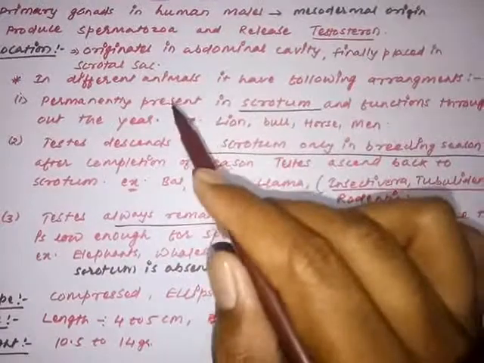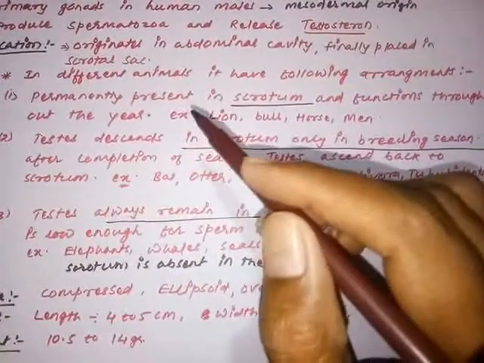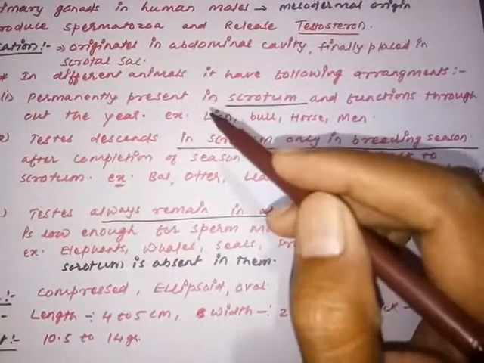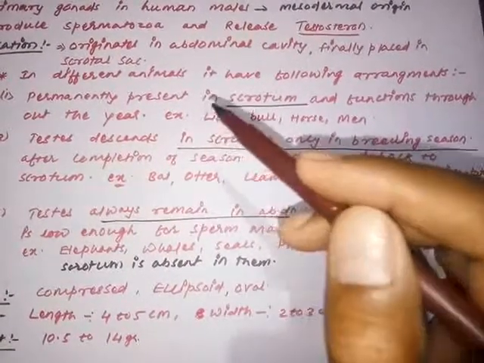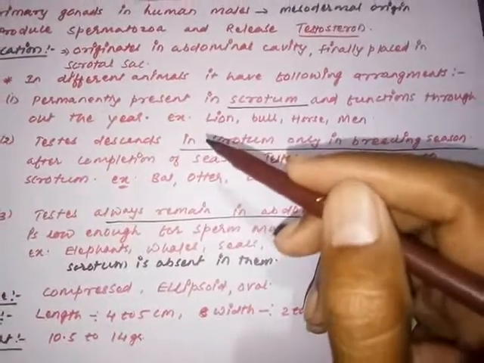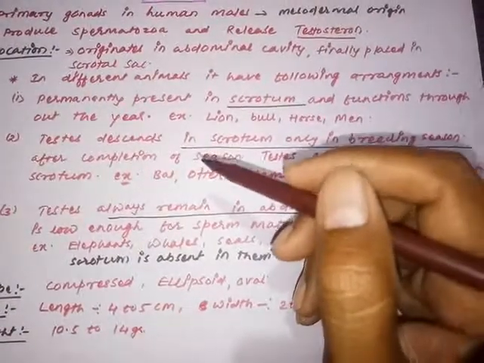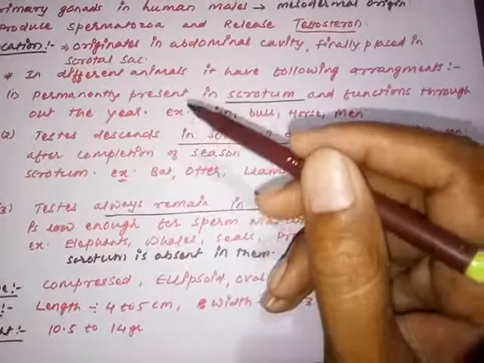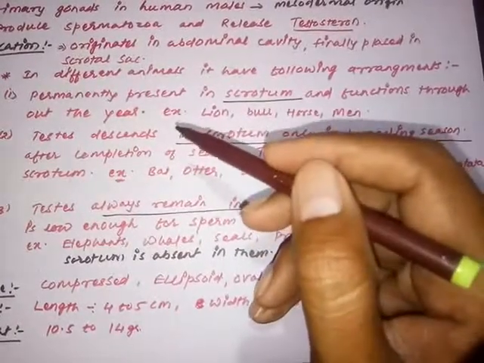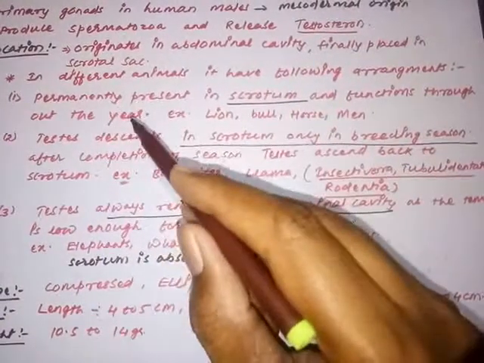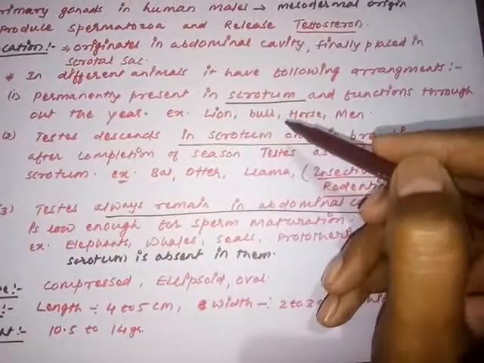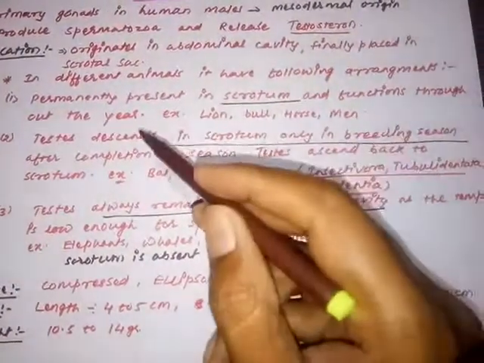So now we are moving on. It is not necessary in all animals that the testis should always be present in the abdominal cavity. Are you getting my point? It is not necessary that the testis should always occupy a place in the abdominal cavity. Based on the different positions, how many positions of the testis may be there? So just see, the first position: the testis is permanently present in the scrotal sac and functions throughout the year.